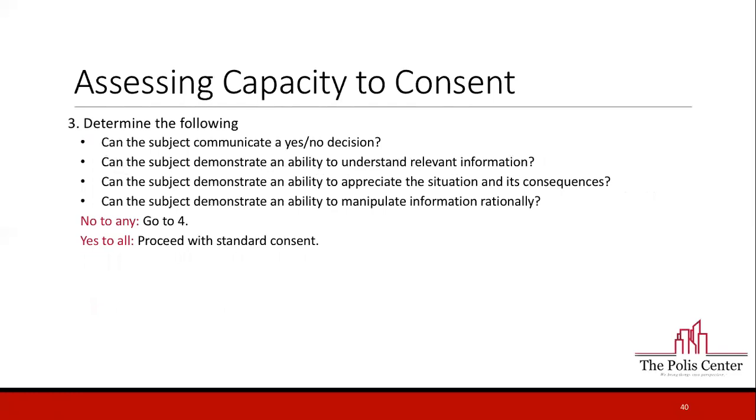So if you are unsure that the individual has the ability to make a rational decision, try to determine these 4 things. Can they communicate a yes or no decision? Can they demonstrate an ability to understand relevant information? Can they demonstrate an ability to appreciate the situation and its consequences? And can they demonstrate an ability to manipulate information rationally? If you think that the person can demonstrate all of these things, you can just proceed with standard consent. If you have any doubt that they can demonstrate any of these, you'll go to number 4.